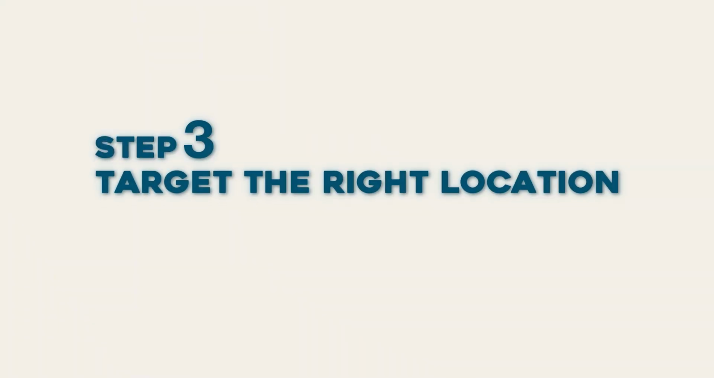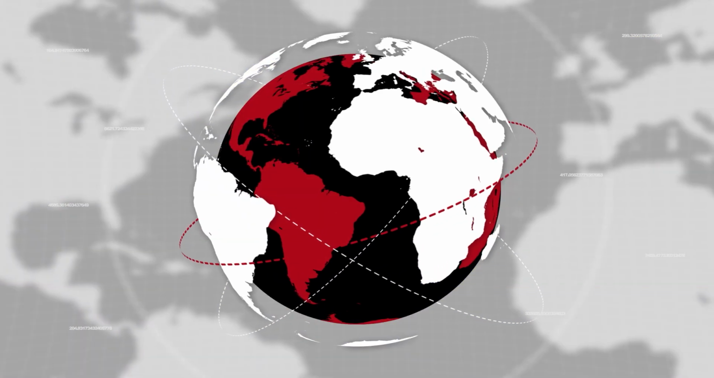And then step number three is target the right location. Don't target entire countries or entire continents. Start with your actual selling location. For example, if your product ships only in Dubai, target only Dubai. If your service is for the US, keep it US only. And then definitely you have to exclude all the other locations. The more focused your location, the more budget control and better results you will get.